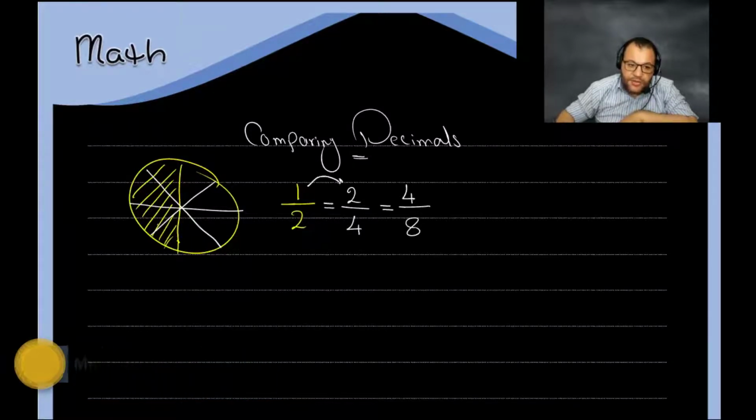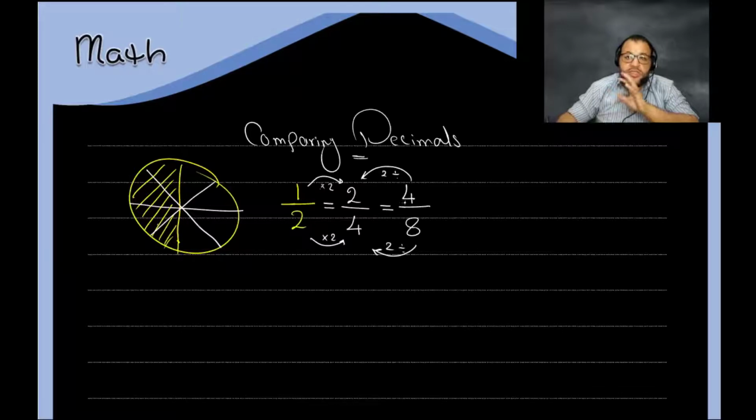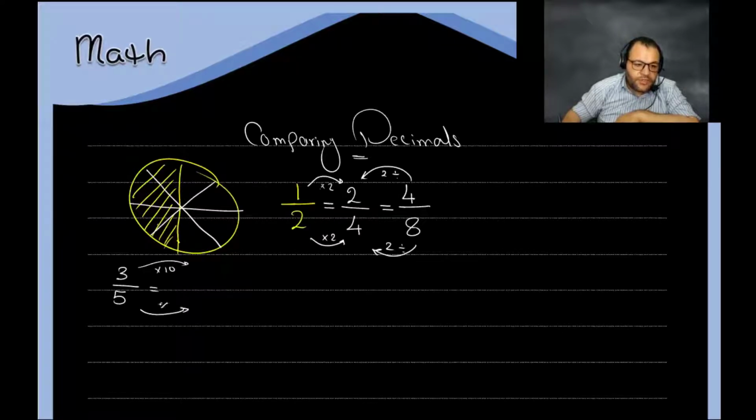If you multiply the numerator and the denominator by the same number, you still get the same value of the fraction. Even if you divide the numerator and denominator by the same number, you still get the same value of the fraction. It's not necessary to be 2. We can say 3 over 5. I can multiply here by 10 and here also by 10. So 3 times 10 equals 30, and 5 times 10 equals 50. So 3 over 5 is the same as 30 out of 50.